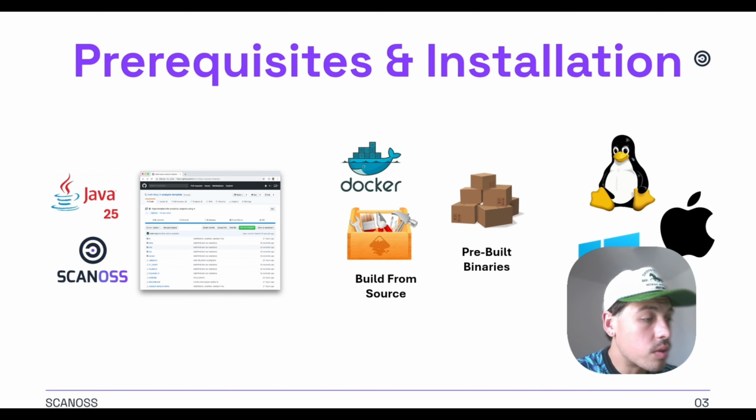In terms of prerequisites and installation, there's a few things that you need. First, you need a SCANOSS API key if you're looking to use the enterprise features. Next, your project should live in a repository under some sort of version control so that it can be cloned. And finally, if you're building ORT from sources, you'll need the Java Development Kit version 25 or later.